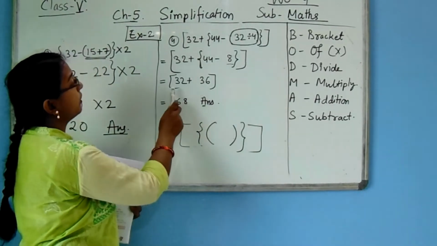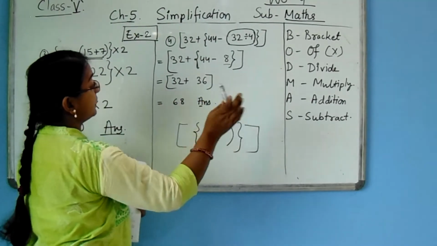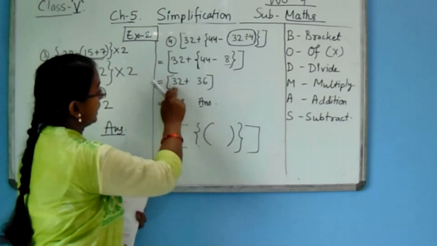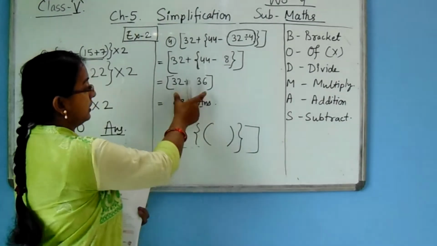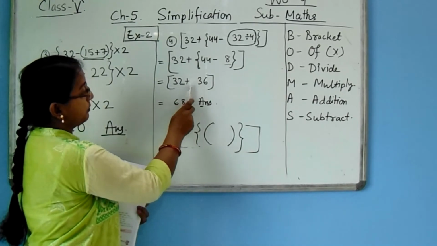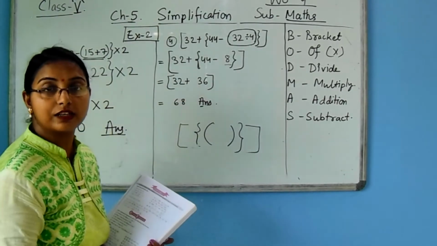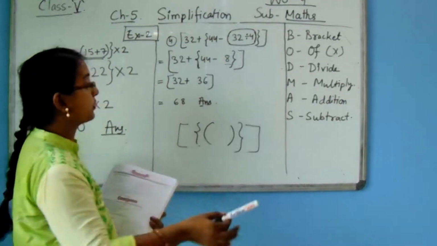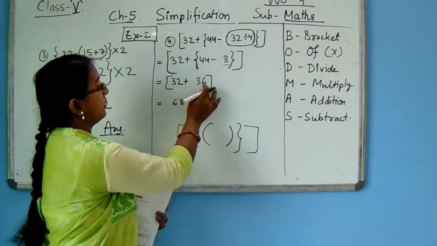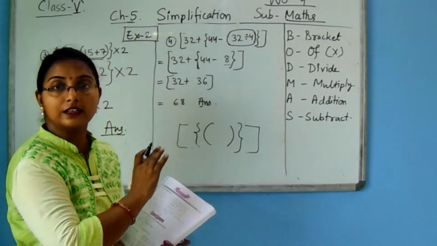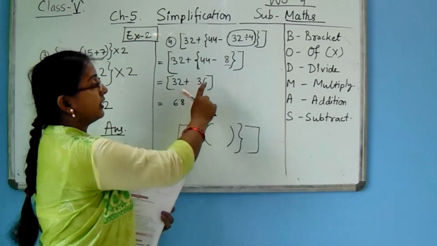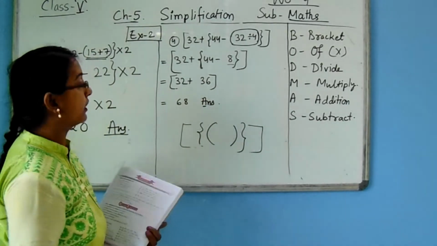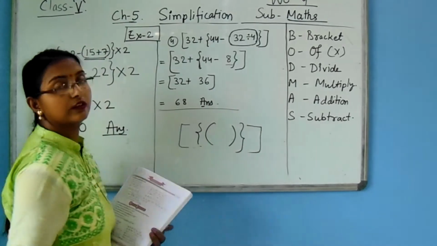Now from the middle bracket, it is considered as the big bracket. In the big bracket, 32 plus 36 is written here. That means we have to do the addition process. We will add the numbers 32 and 36. This will give 68. This will give our answer, 68.